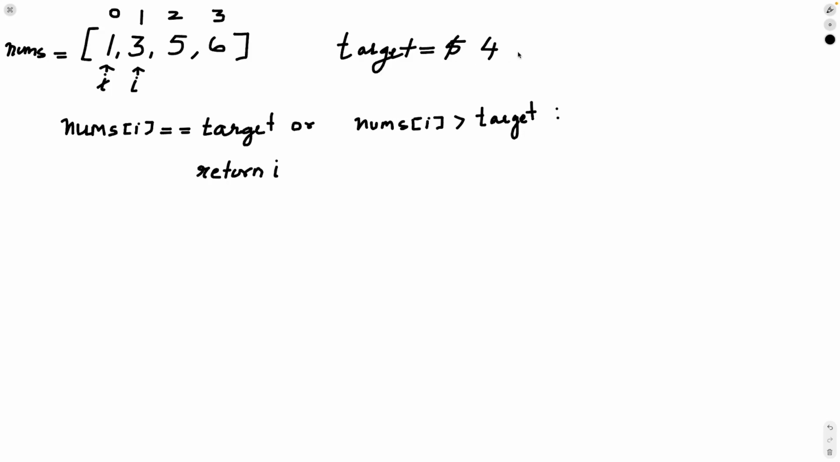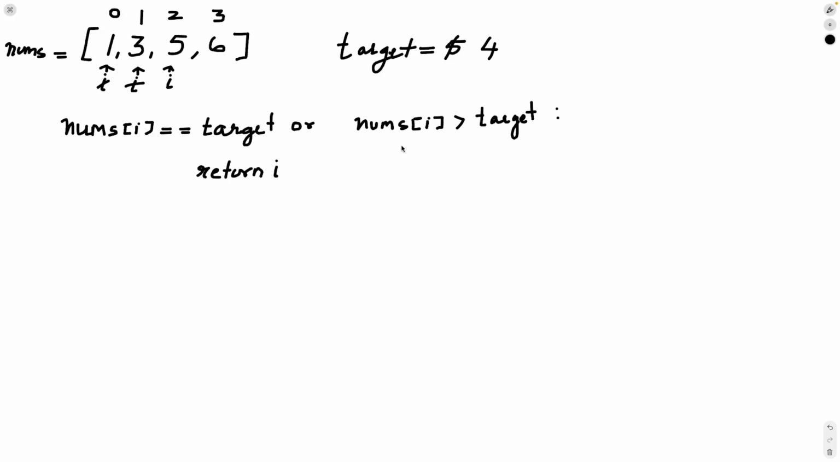Now is 3 equal to 4? That's not correct. Is 3 greater than 4? Again, that is not true. So we're incrementing I by another position. Now is 5 equal to 4? No. But now this condition has been satisfied. So 5 has become greater than 4.